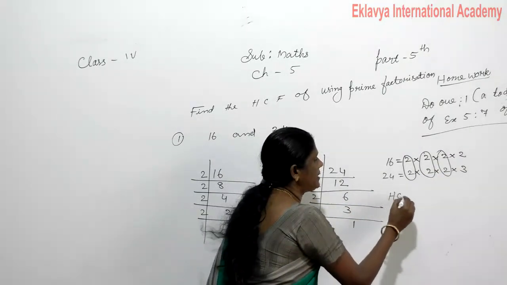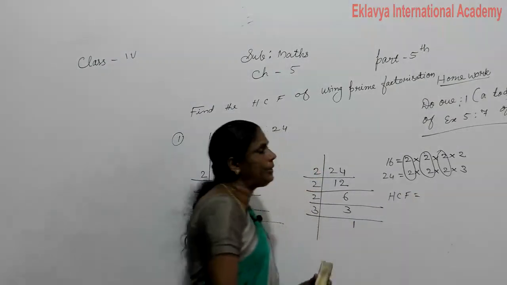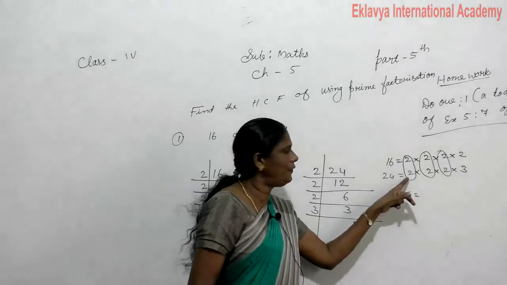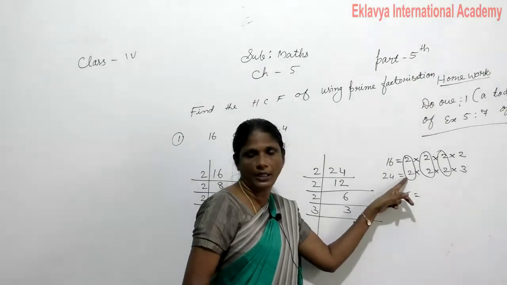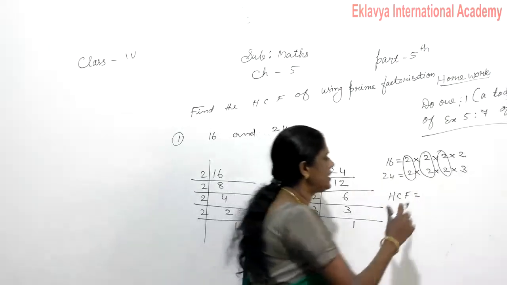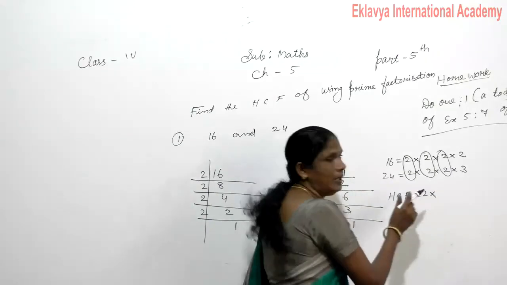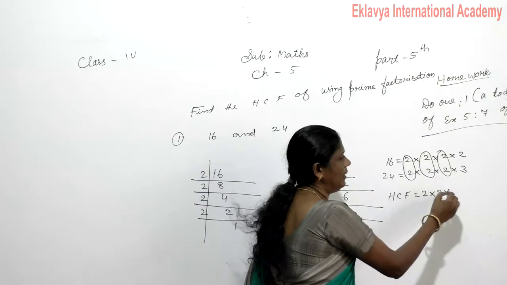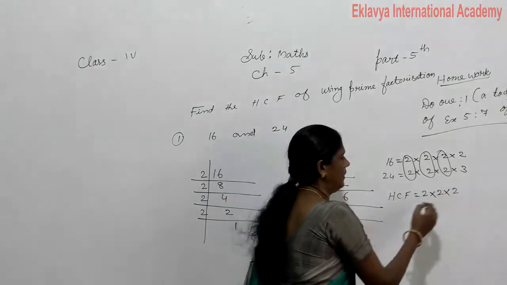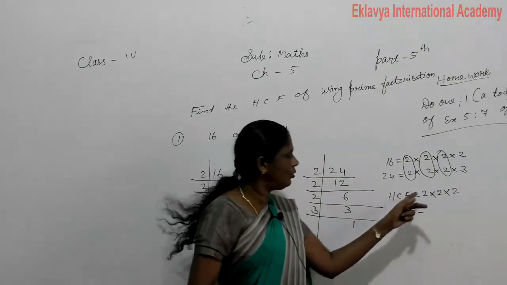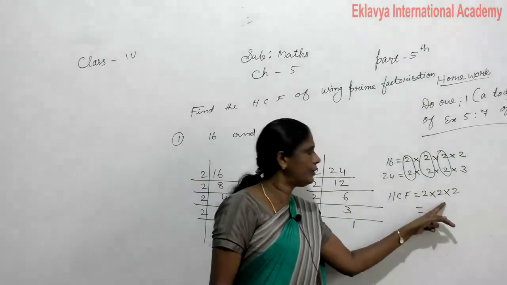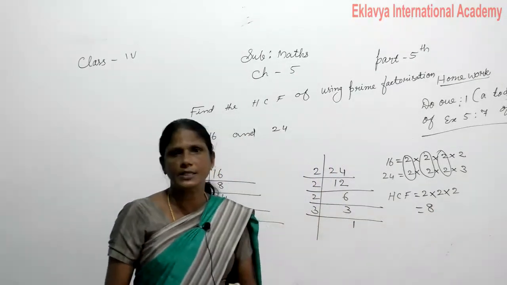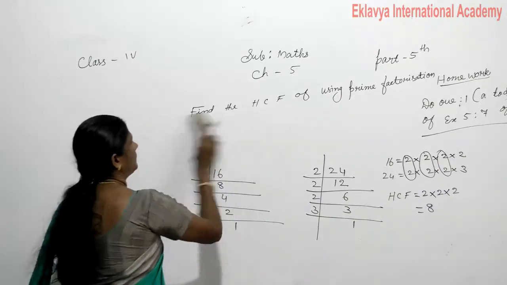Then HCF is equal to, you take 1, 2 in the first group. You take 1, 2. This is 2 into, next in this group you take 1, then next you take 1. Then multiply this. 2 2s are 4, 4 2s are 8. 8 is your HCF. One more question.